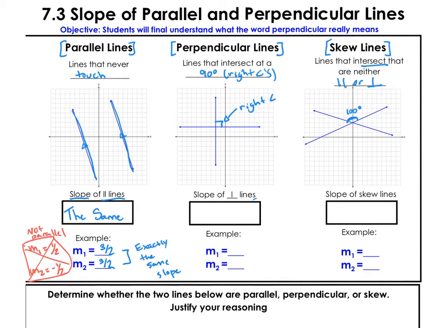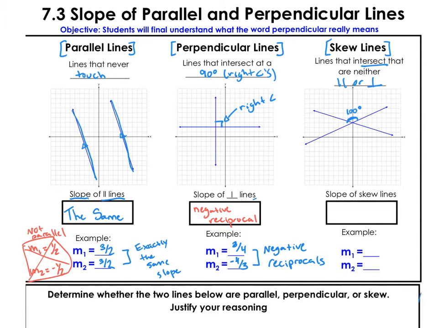Slopes of perpendicular lines are what we call the negative reciprocal, all right? Now, we're going to break this down. Basically, all it is is you flip it over and you change the sign. That's what the negative reciprocal is. To give you an example, let's say I had these two slopes: 3/4 and -4/3. These two are what we call negative reciprocals.